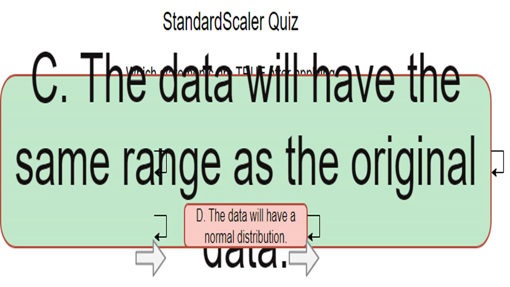Nope. By making the standard deviation 1, standard scaler changes how spread out your data is. The range, the difference between the maximum and minimum values, will almost certainly change as a consequence.